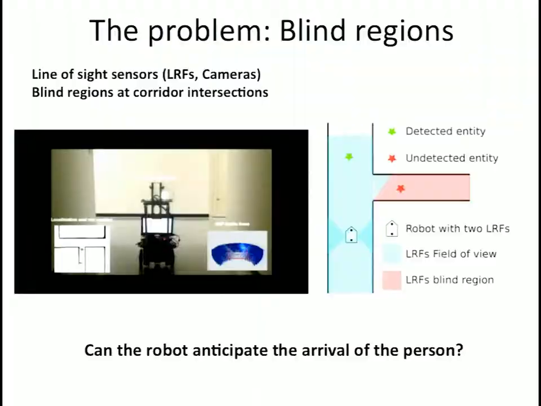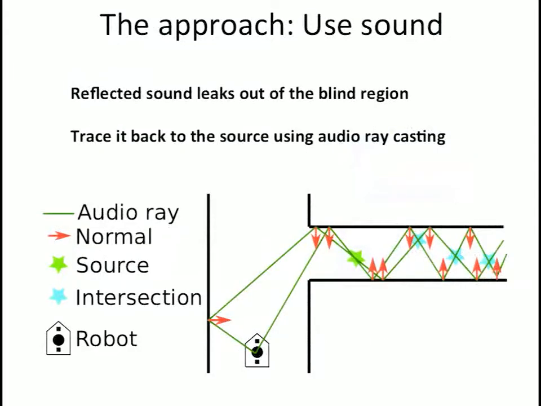To do so, we will be using sound, because even if we cannot see the person yet, we can already hear that person. We can hear the sound because there are some reflections that leak out of the blind region of the line of sight sensors. So we want to detect this reflected sound and then trace it back to the origin in the blind region.